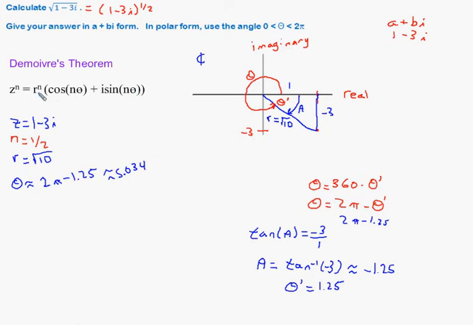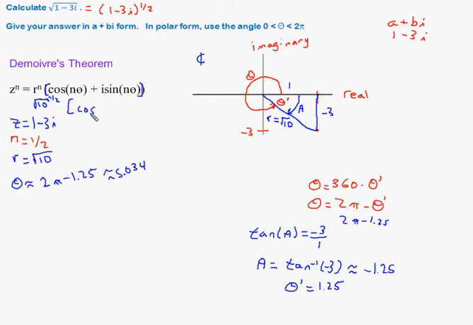So my r is the square root of 10 and n is a half. In fact, let me start writing this out. I have the square root of 10, raised to the nth power, which is a half, and then that is being multiplied by this entire quantity. I'm going to use brackets here instead of parentheses. It would be the cosine.